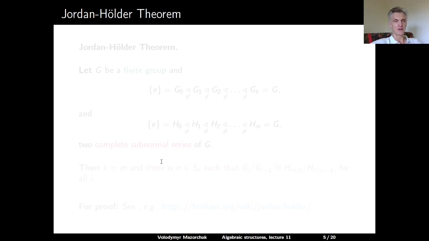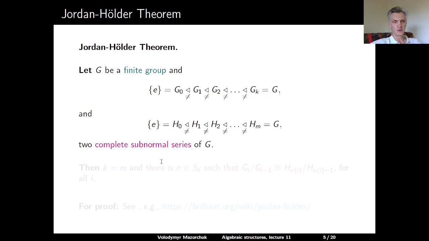And now we can formulate the Jordan-Hölder theorem. Let G be a finite group with two complete subnormal series, which all consist of different subgroups. So there are no repetitions inside any of these series.